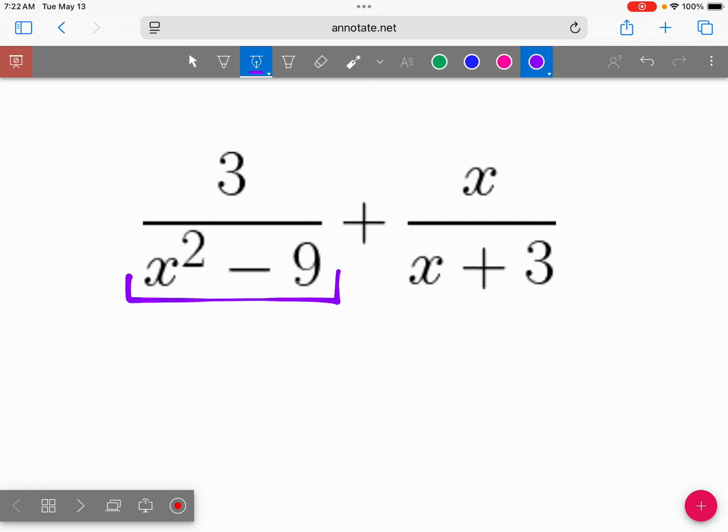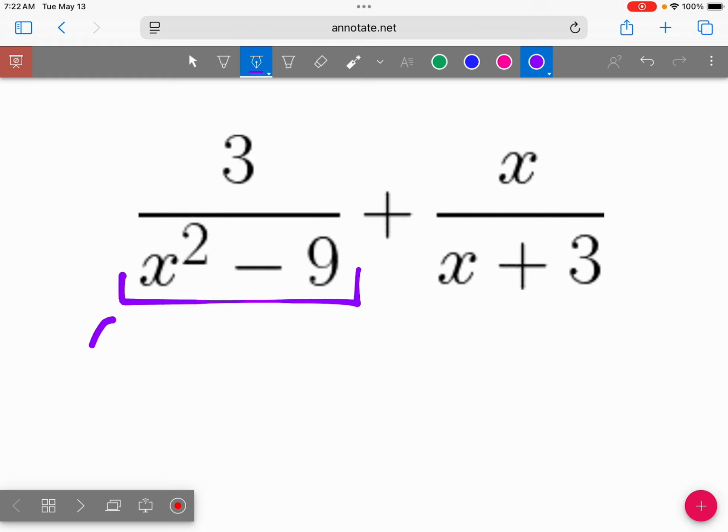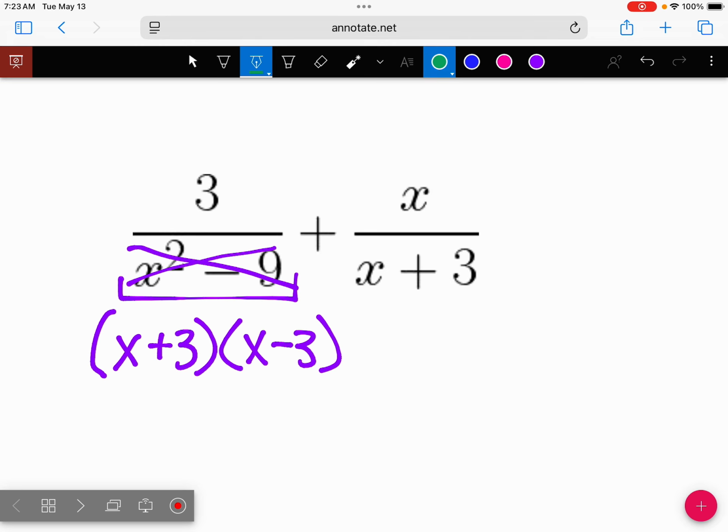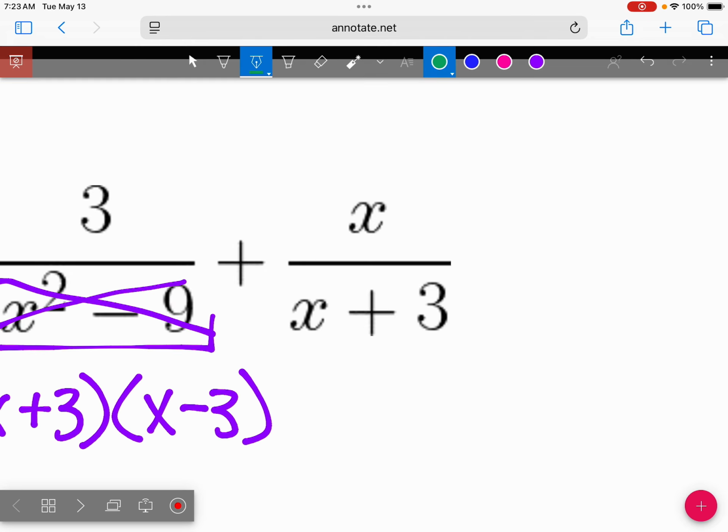x squared is a perfect square, 9 is a perfect square. So we can use our difference of squares pattern, where I can rewrite this as our x plus 3 and x minus 3. So we can think about our denominator looking more like that. So if we want to be able to add these two fractions together, what do they need to have? What needs to be exactly the same?